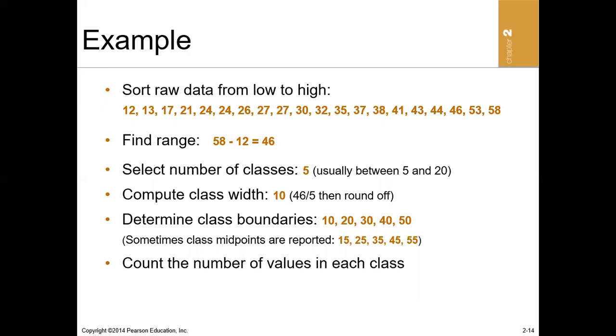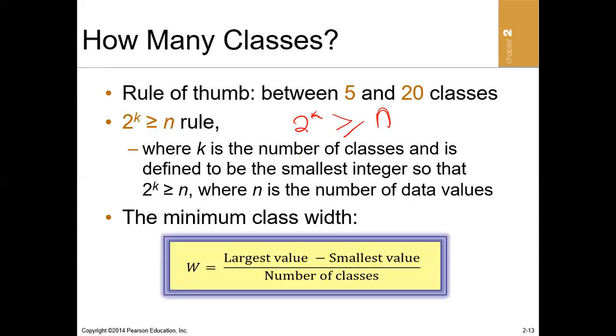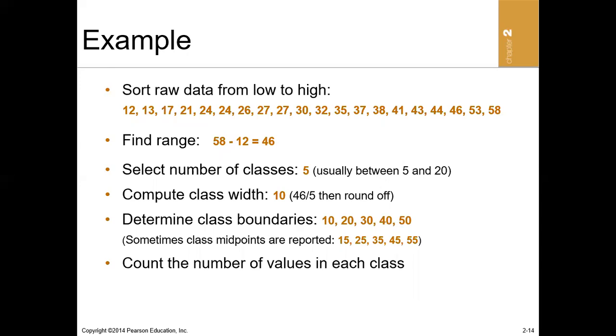How do we compute the class width? The class width is the largest value minus the smallest value divided by the number of classes. If I've chosen 5 classes, the highest value minus the lowest value, the answer was 46, divided by the number of classes. 46 divided by 5 is 9 point something. 46 divided by 5 is 9.2. So when you round it off, you have 10. So the class width is 10.